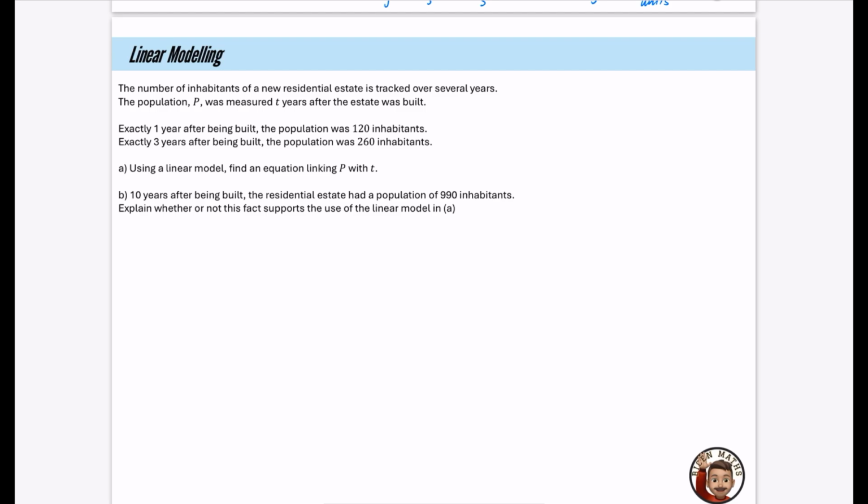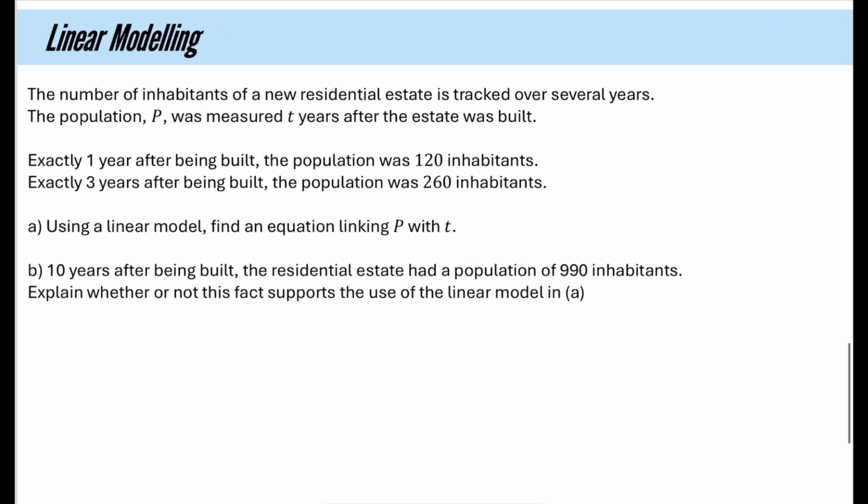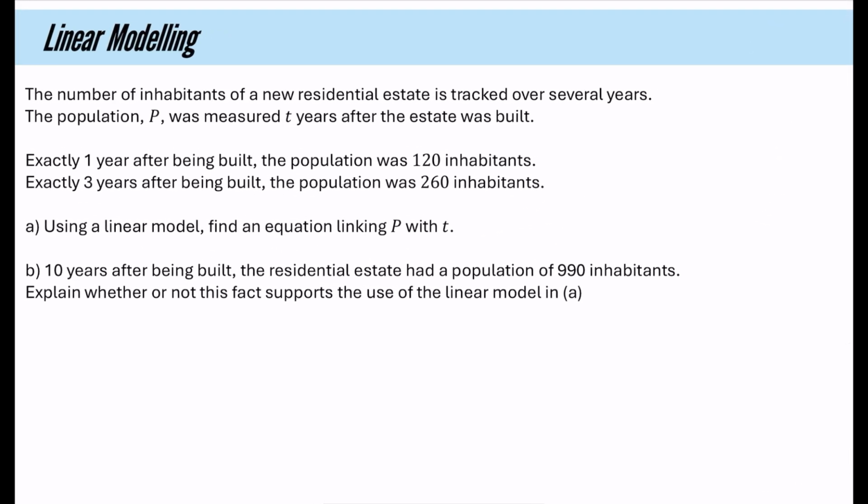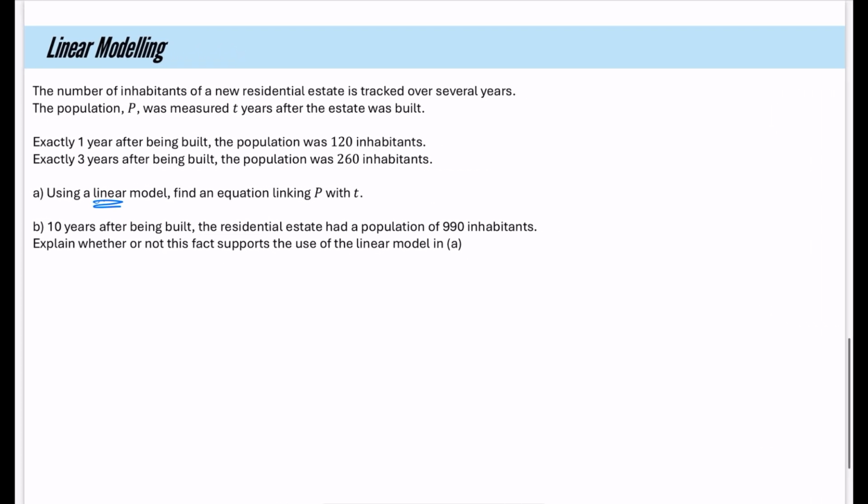We're going to have a look at something to do with linear modelling here. So the number of inhabitants of a new residential estate is tracked over several years. The population P was measured T years after the estate was built. Exactly 1 year after being built, the population was 120 inhabitants, and exactly 3 years after being built, the population was 260 inhabitants. Using a linear model, that's the big clue, we're going to be using a straight line graph here. Find an equation linking P with T.